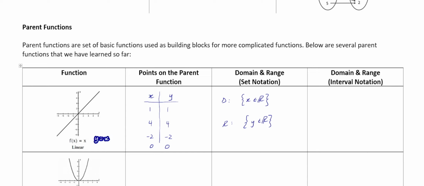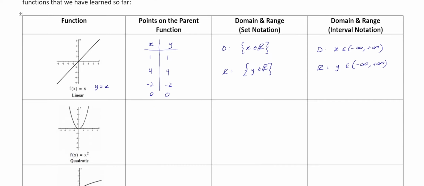The domain and range in interval notation would be as follows. If x is an element of all real numbers, what we would simply say is that x could go from negative infinity all the way to positive infinity. And the range would be y is an element also from negative infinity to positive infinity. Great, that takes care of the first parent function, which is a linear function. Now let's take a look at the quadratic function.